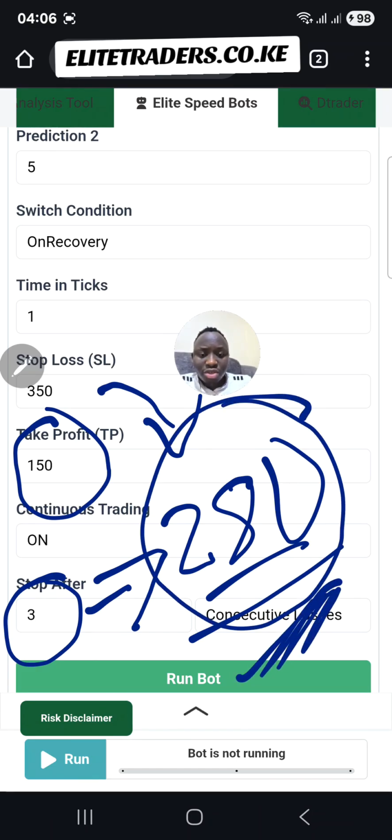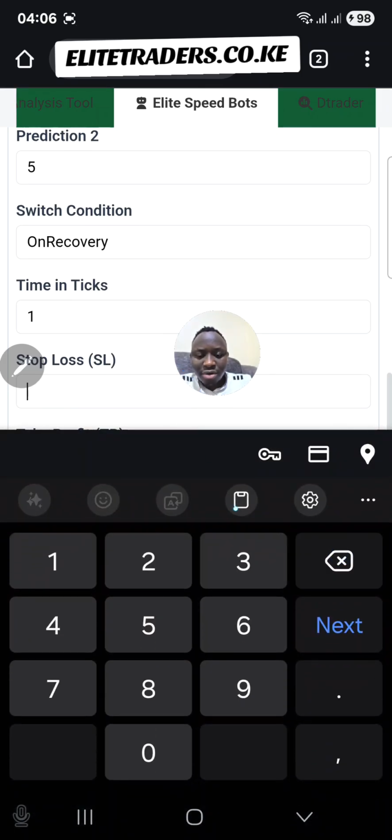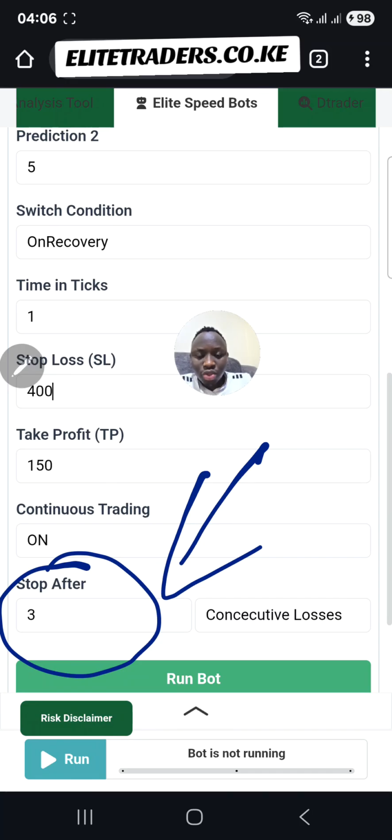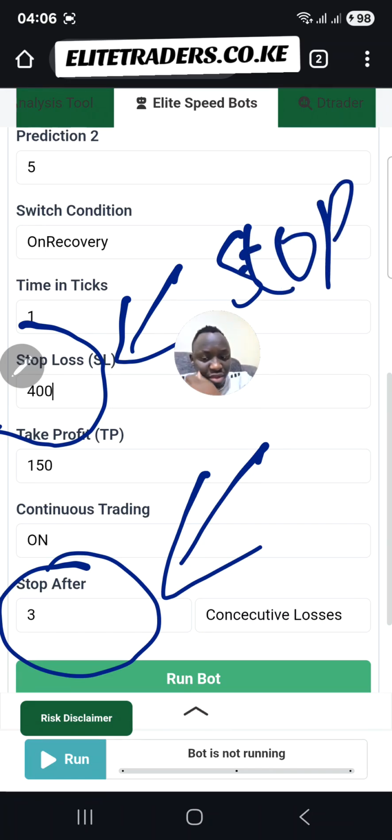That means we only hit 2 losses, then the robot will stop. So that's something else you need to take into account, or even you can set it higher. There's no problem, for example, this one I can set at 400. There's no harm, because this is what I'm actually using. Whichever you set lower between the stop loss and the stop after, that's what will cause the robot to stop. So if you hit your stop loss before the stop after, the robot will automatically stop.